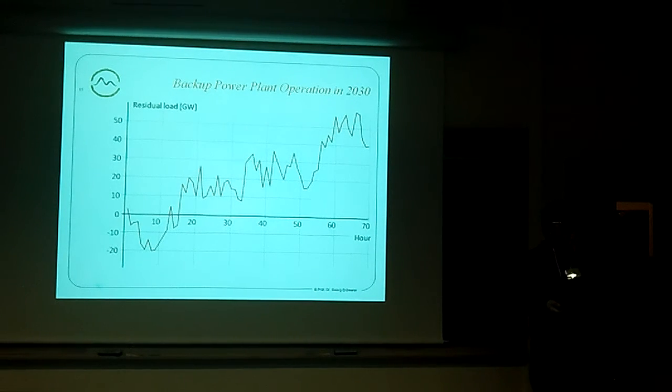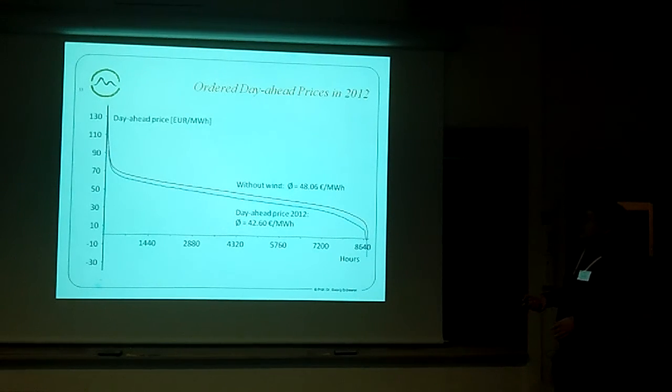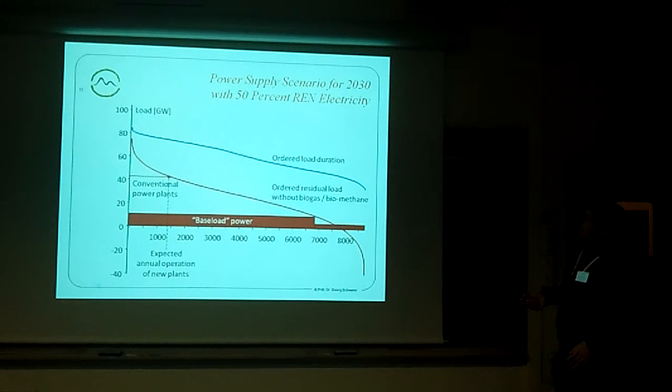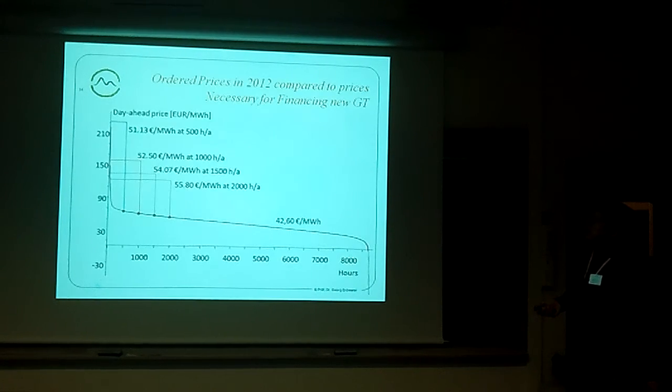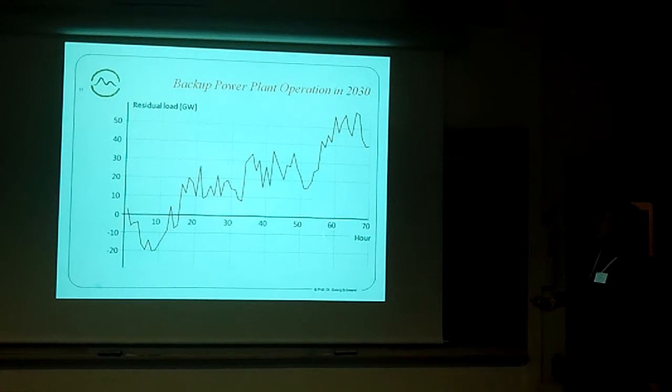Before, in these figures, we had the ordered residual load. But we can also disorder it, we can take it as it is, and that is this curve. That is the residual load curve in 2030. And you see here, it is January 1st, January, 70 hours after the 1st of January, 0.